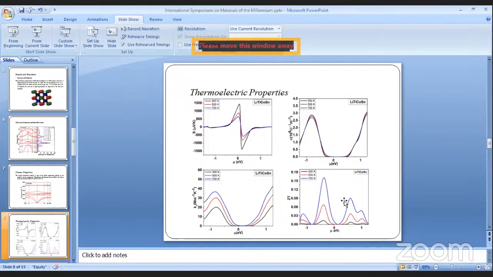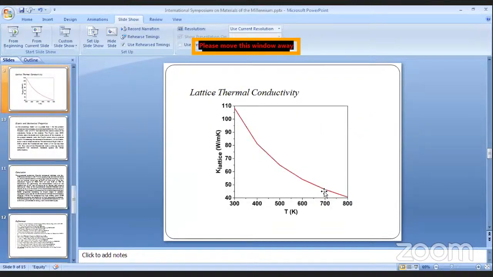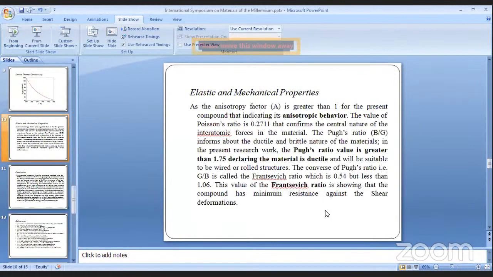That is more in the negative range of mu. Mu is the chemical potential. It is showing that it will be a good thermoelectric material in its P type. P type means due to the conduction of holes. The lattice thermal conductivity of the material decreases with increasing temperature, because with increasing temperature, the scattering of phonons increases. That also decreases the lattice thermal conductivity.